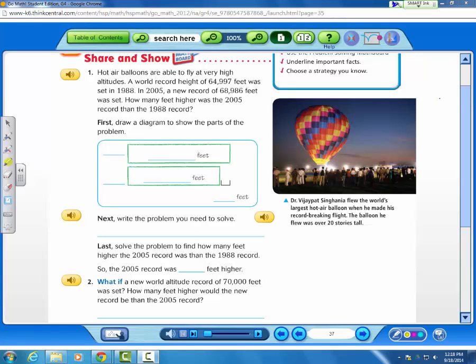Welcome to Go Math Lesson 1.8. Today we looked at problem solving, and we looked at the problem solving method of drawing a diagram to figure out a problem. Let's take a look at problem number 1.